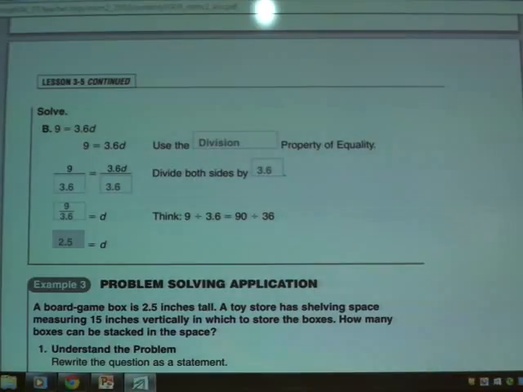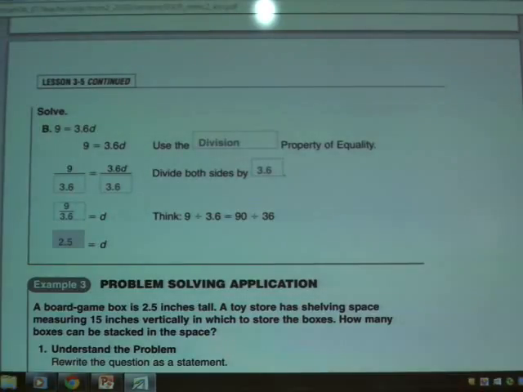Here's 9 equals 3.6 times d. Well, right away we should detect that there's something a little bit awry here in that the variable is on the right side of the equal sign. The variable's not supposed to be on the right side of the equal sign. The variable's supposed to be on the left side of the equal sign.